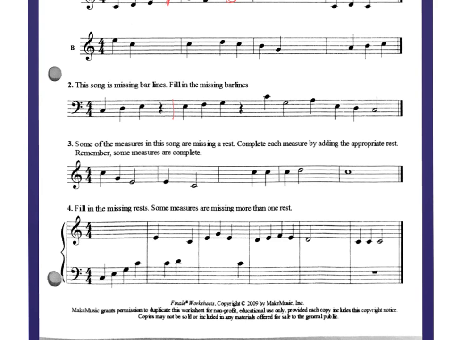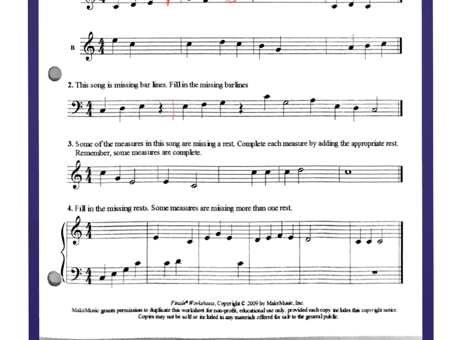Number 3, some of the measures are missing a rest. So add the rest. Some of them are complete. This guy right here, that's a complete measure. 1, 2, 3, 4 counts. It's done. But if anything doesn't have 4 counts, then you need to add in the correct rest.